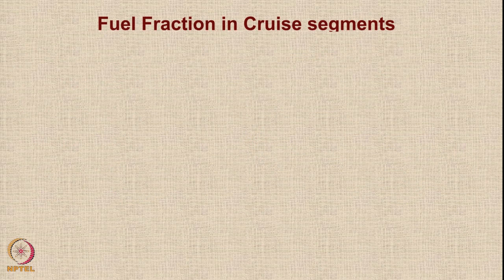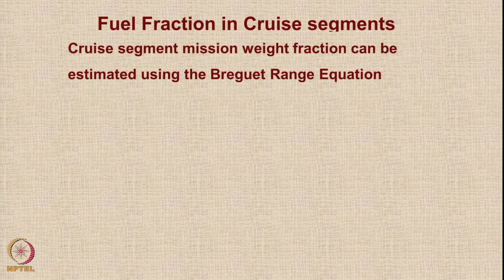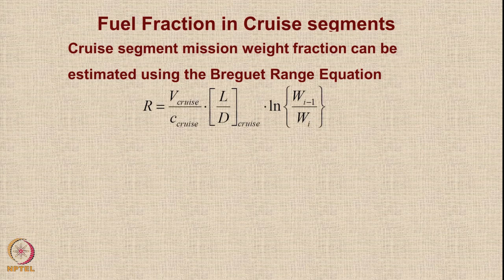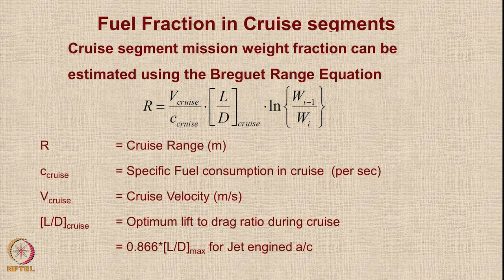Let us look at the fuel fraction estimation in cruise segments. We can do it using the Breguet range equation, V by C, L by D, log of weight ratios. As you are aware, this is already something which has been used in the past, so I am sure you would remember. We have already used this expression for the Boeing 787 sizing. L by D has to be used as 0.866 times L by D max.